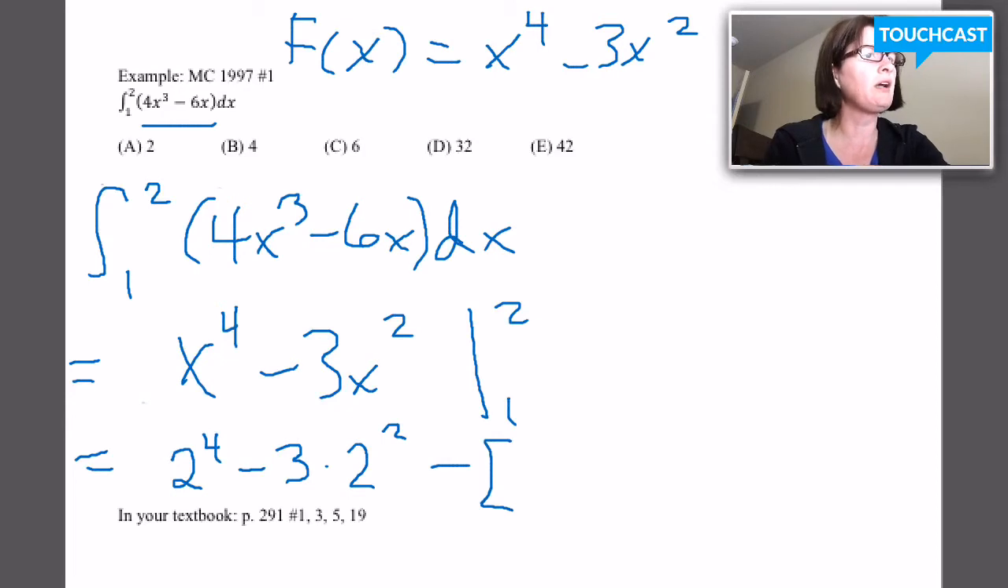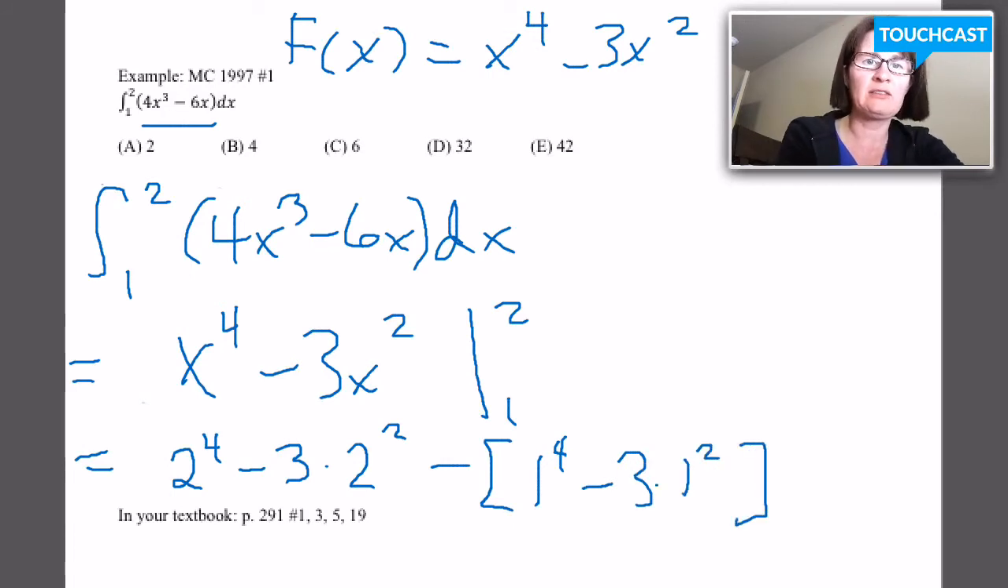Here's where you have to be really careful. You have to use some kind of grouping symbol after the subtraction. You're going to have that same problem we've seen all semester long where the subtraction won't get distributed, and you'll end up with the wrong answer. So after the subtraction sign is supposed to come what I get when I plug 1 into the capital F function. So that's going to be 1 to the 4th minus 3 times 1 squared.